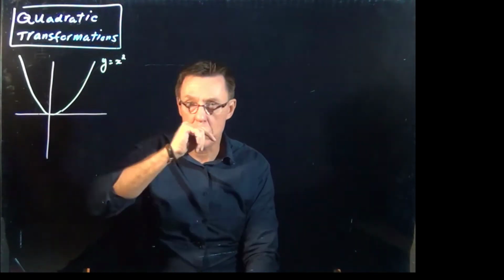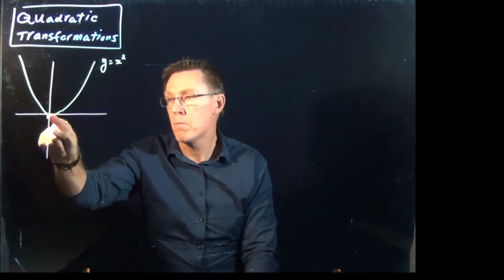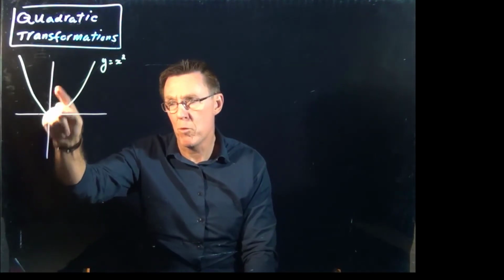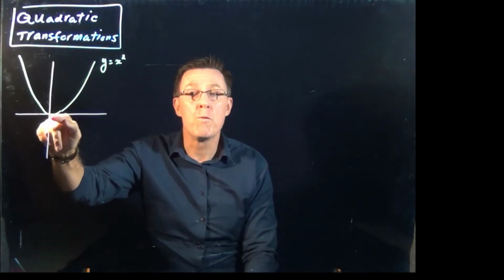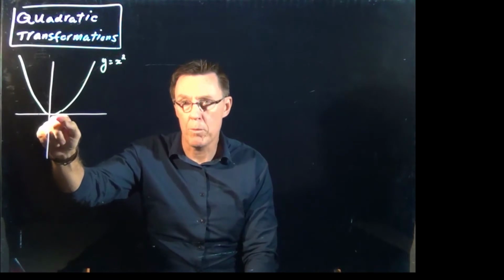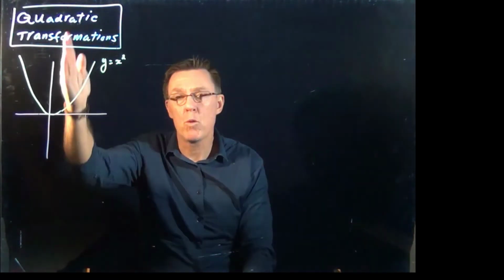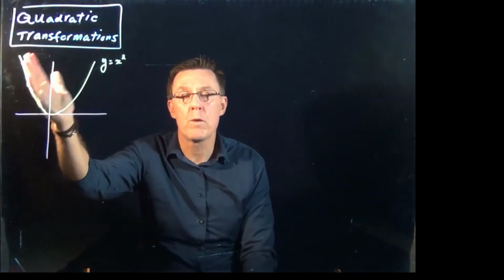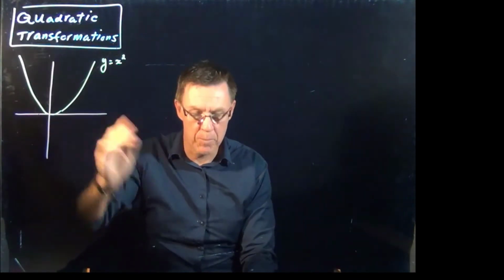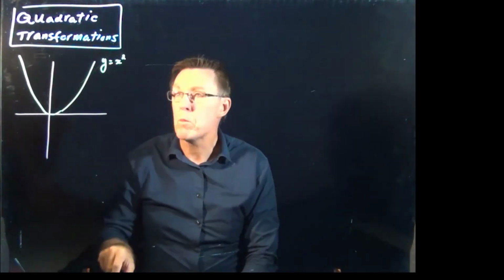Notice it's got a couple of features. Firstly, it's supposed to be going through the origin. It's badly drawn, but it goes through the origin. That's called its vertex, also known as its turning point. And at the moment, the y-axis is a line of symmetry, so it's perfectly symmetrical either side of the y-axis. Now, I can do some things with that.